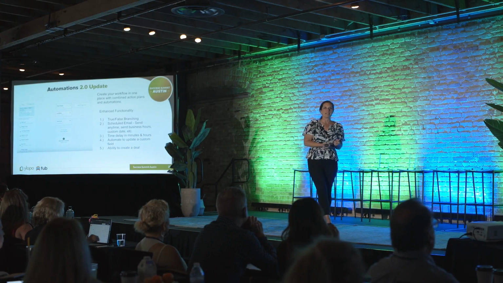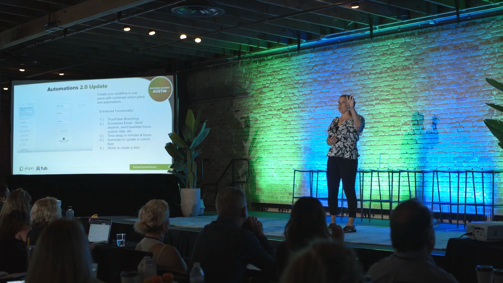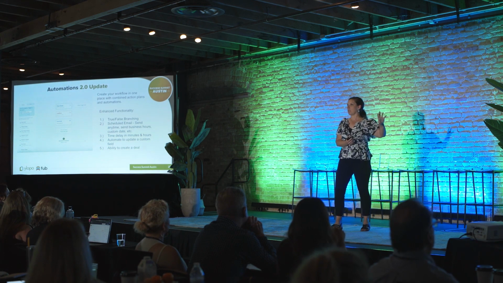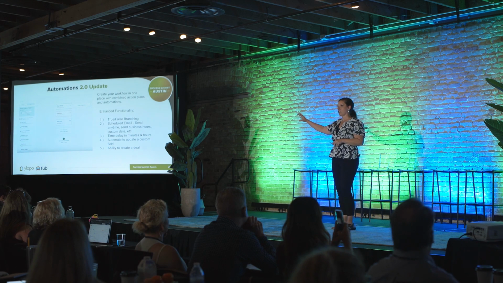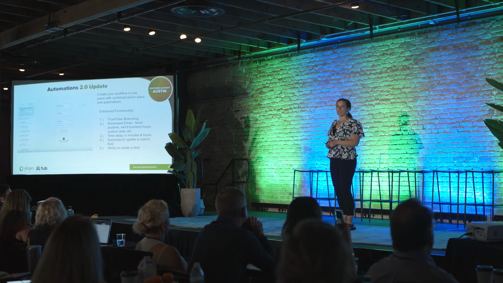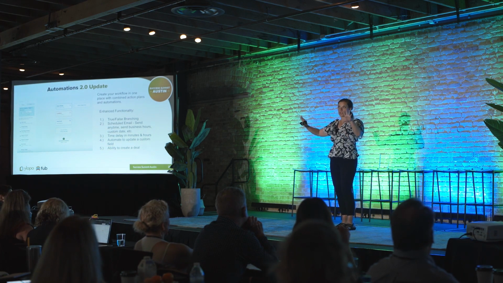So one is true-false branching. So what does that mean? Well, what that means is if this is true, then do this action. But if it's false, then do this action, right? So that could be it. So it's a branch where you can build out different scenarios depending on what's happening with the lead.